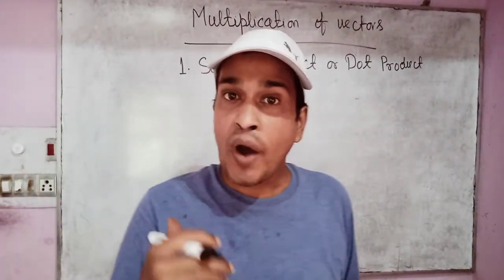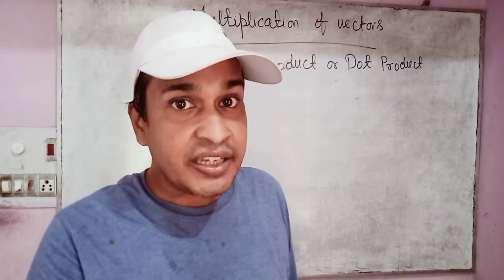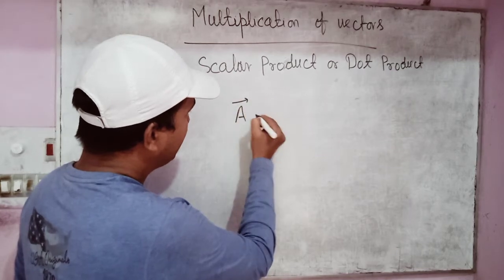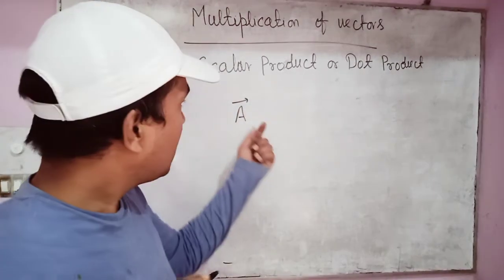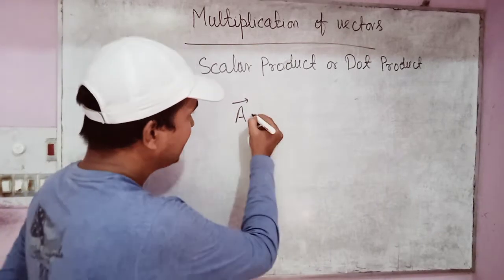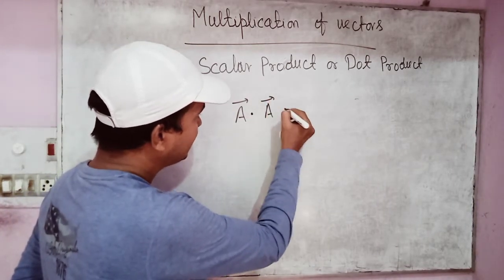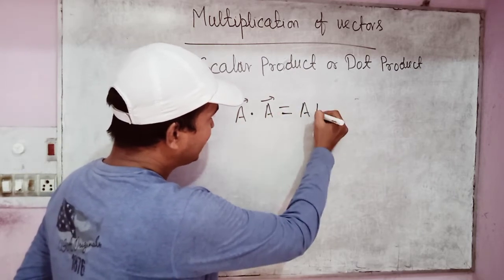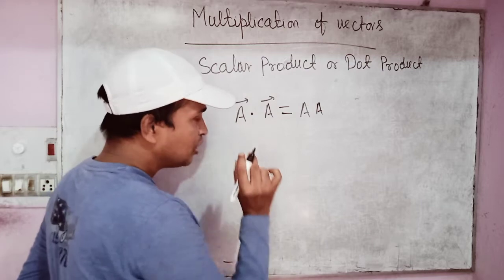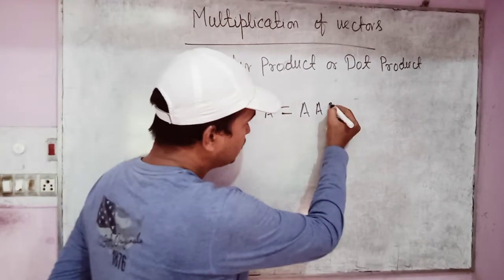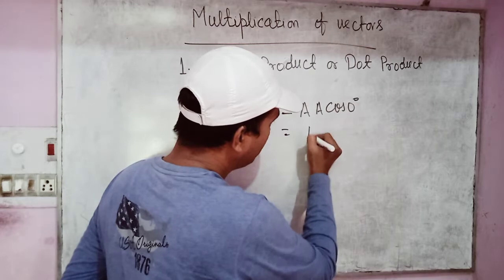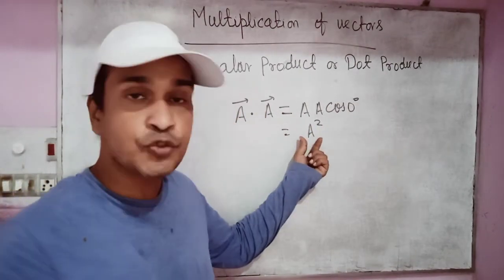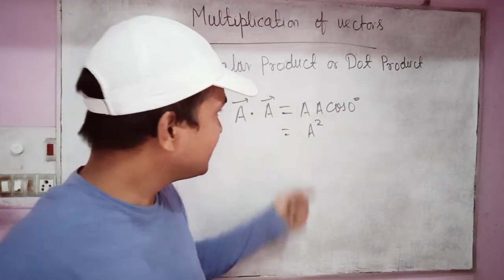Now we will see what is the dot product of a vector with itself. Let there be a vector A, and we want to find the dot product of this vector with itself, that is vector A dot vector A. So this is equal to the magnitude of vector A times the magnitude of vector A, and since they are the same vector, the angle between them is 0 degrees, so cos 0 degrees is 1, and this is equal to A square. So the dot product of a vector with itself is equal to the square of its magnitude. We can see from here.